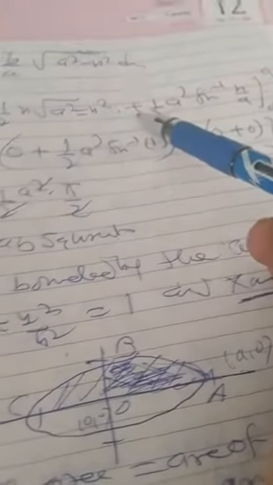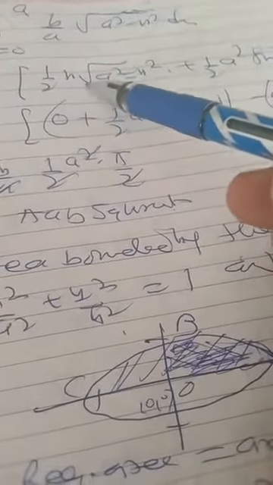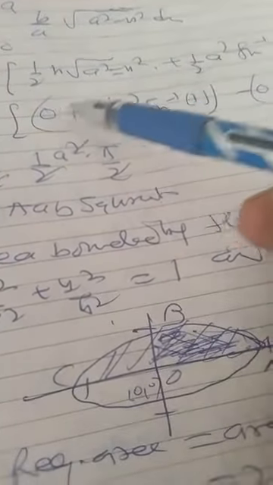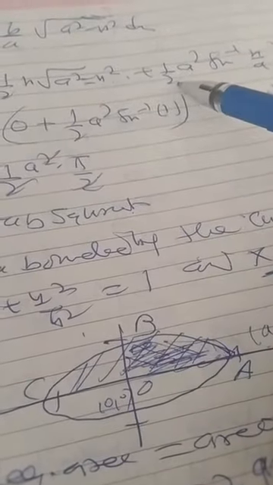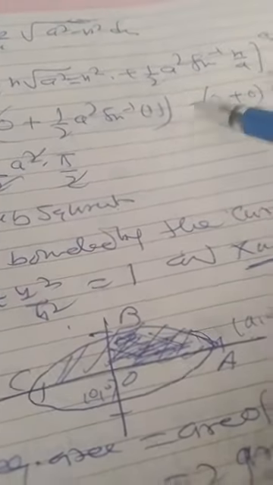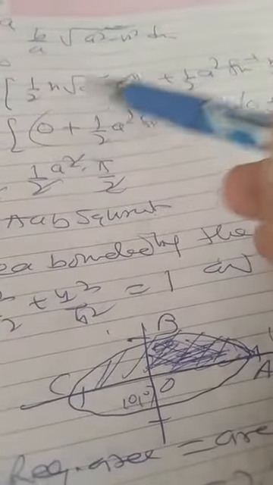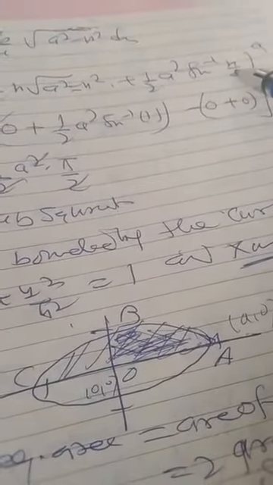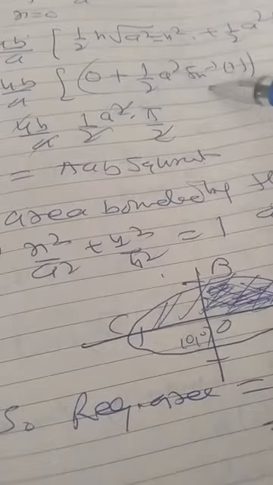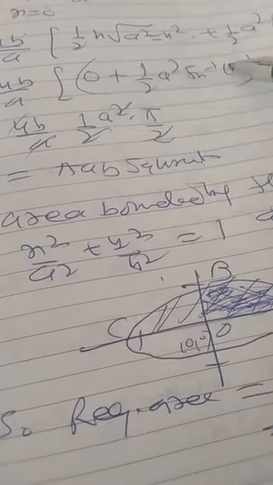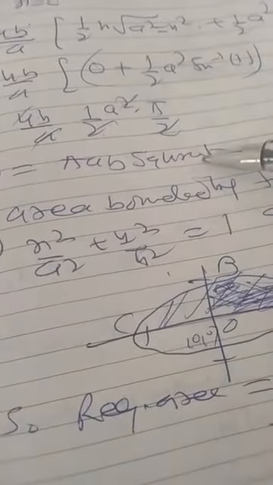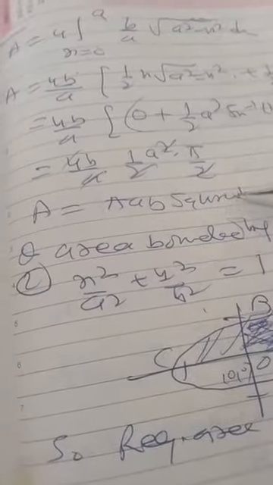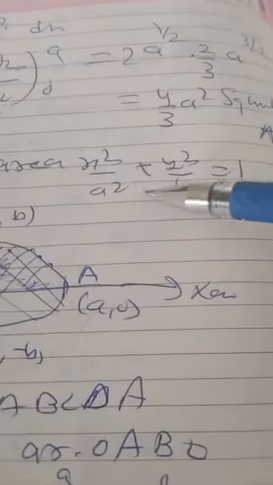Now we put the upper limit a, so we get 1 by 2 a root a square minus a square, which is 0, and 0 into something is 0, plus 1 by 2 a square sin inverse of a by a, which is 1, minus the lower limit 0, where 0 into something is 0 and sin inverse 0 is 0. So we get finally 4b by a into 1 by 2 a square into sin inverse 1, which is pi by 2. Then 2 into 4, the 4 is cancelled, a and a cancel, so we get the result pi a b. That is the first question.